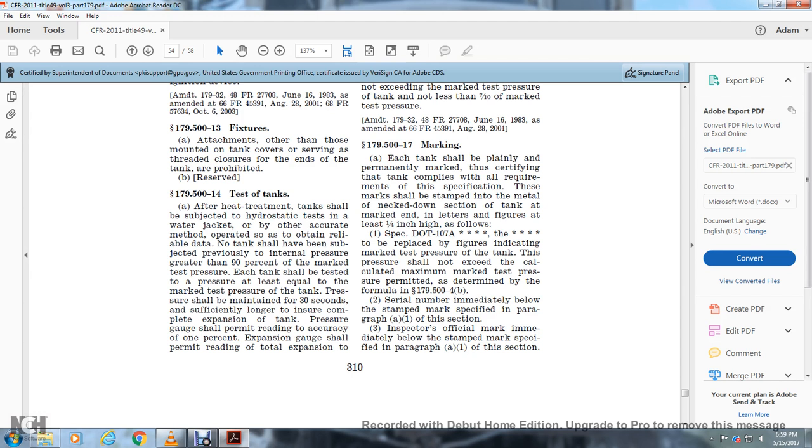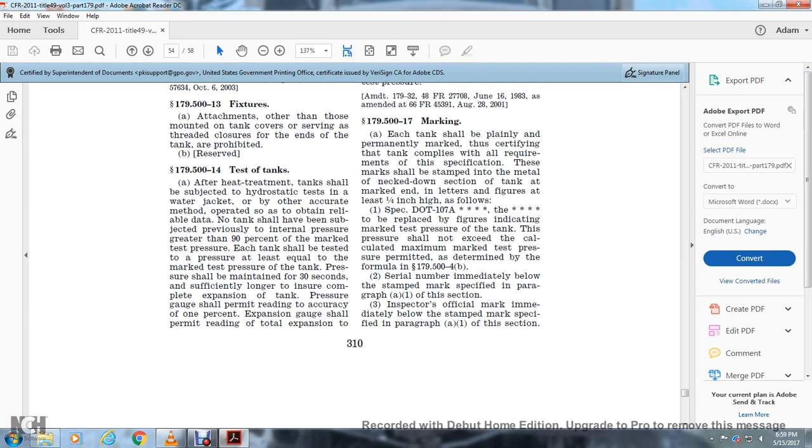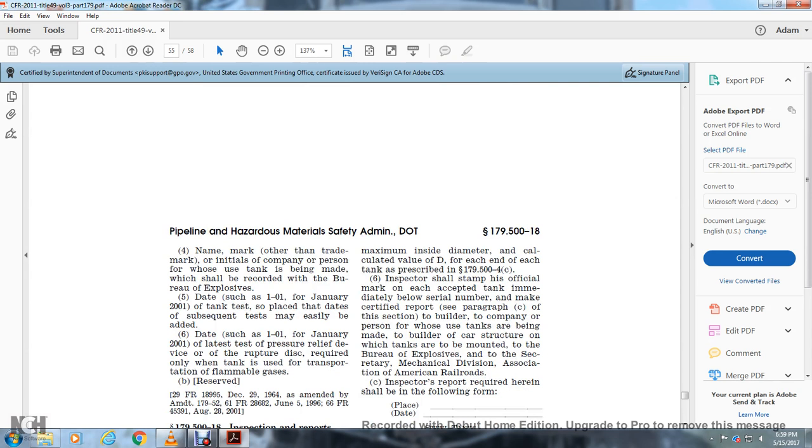Serial number immediately below the stamp marked as specified in paragraph A1 of this section. Inspector's official marking immediately below the stamp marked in the specification in paragraph 1A1 of this section. Name of the marking, other trademark, and the initials of the company or person who is using the tank may be such with the approval of the Bureau of Explosives.